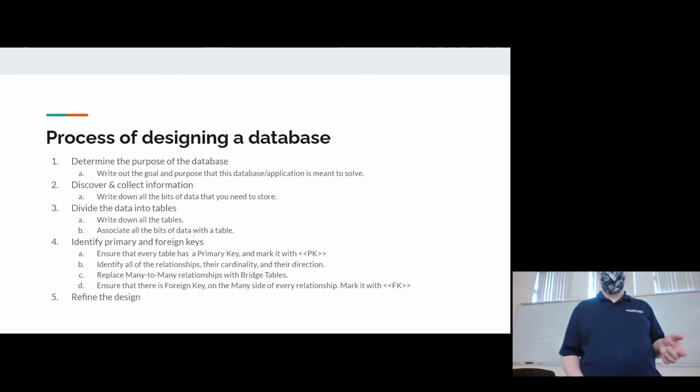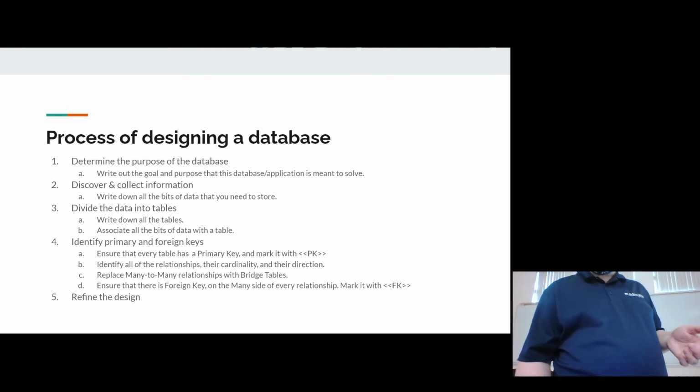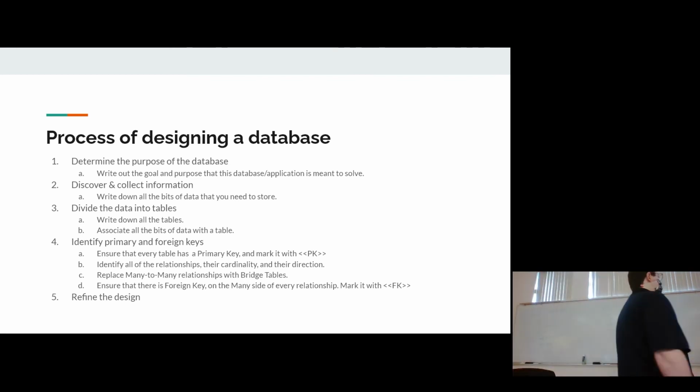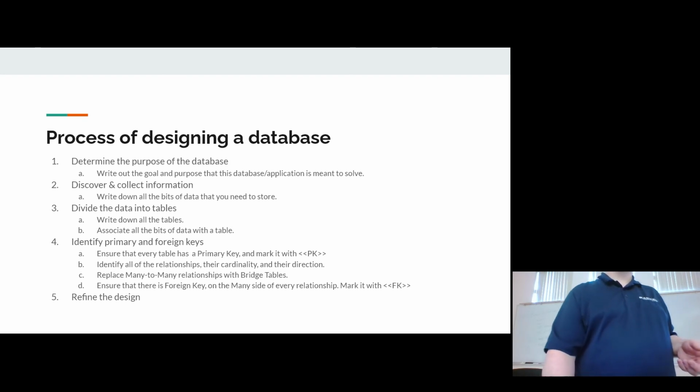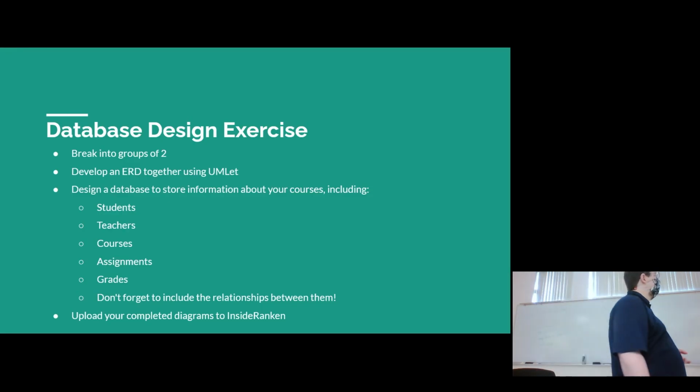Also make sure that there are foreign keys on the many side of every one-to-many relationship. We're going to mark that with an FK, and you refine your design as you work towards getting it to the place where it makes sense and has the data that it needs to have, and all the relationships are in the right direction. Okay? So that's the process, and that's what I want you to follow through and do here.